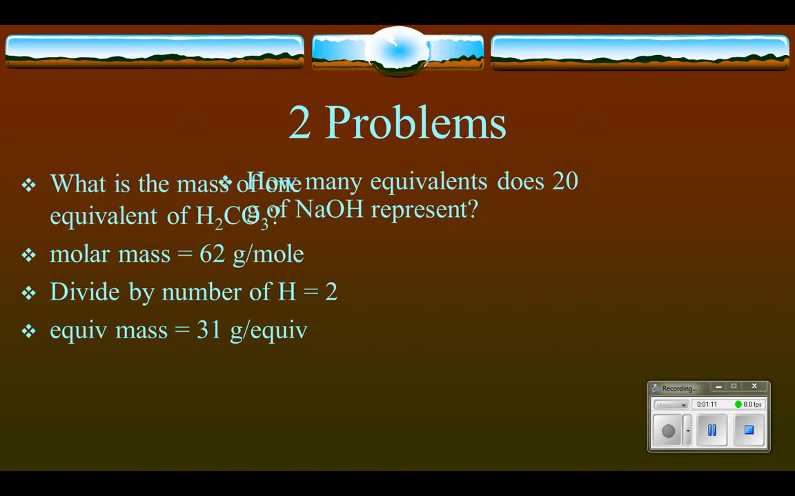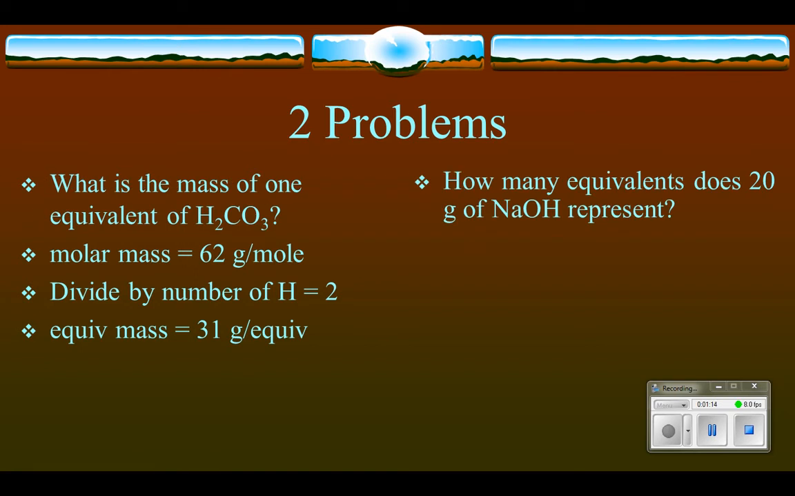All right, a slightly different problem. How many equivalents does 20 grams of sodium hydroxide represent? So here we go, here's a base. So if we're going to find out how many equivalents we have of that, we're going to need to know how much each equivalent's mass is. So again, add up the molar mass. If you add up one sodium, an oxygen, and a hydrogen, we'll find there's 40 grams per mole.